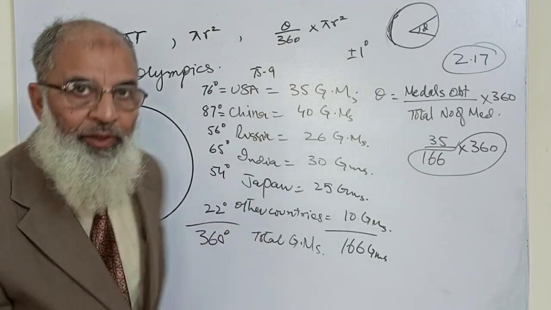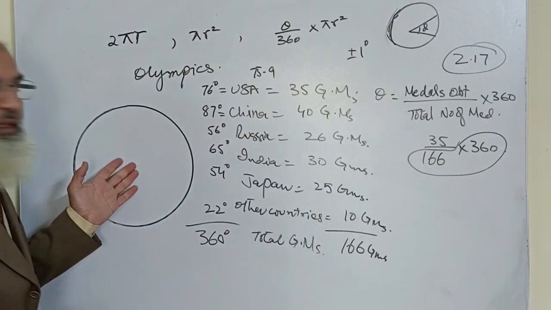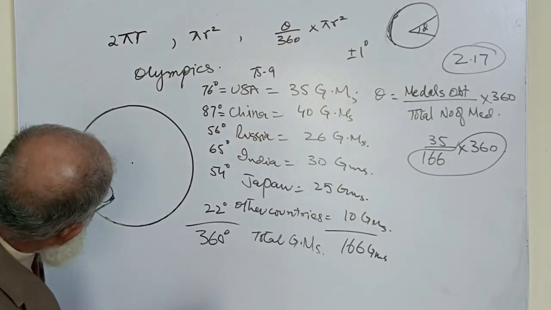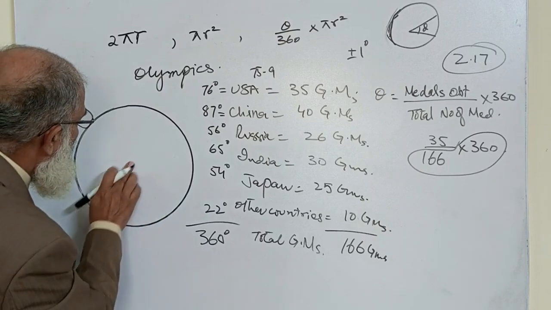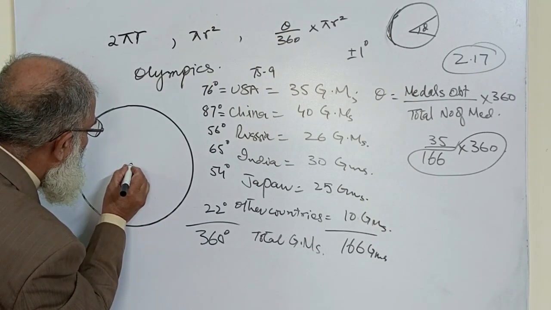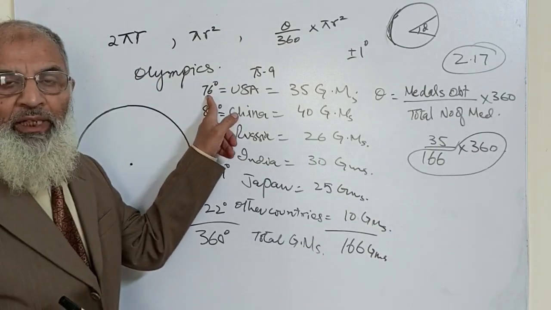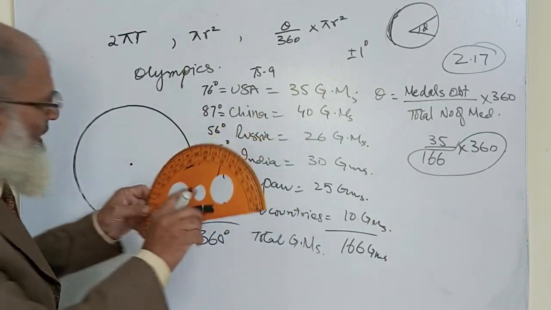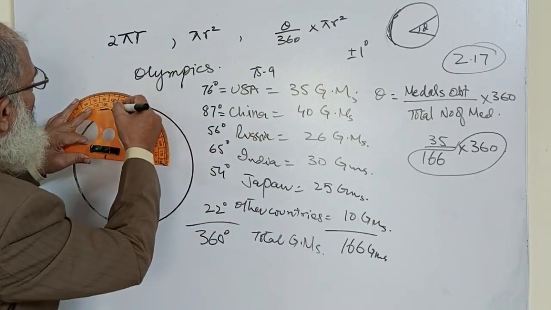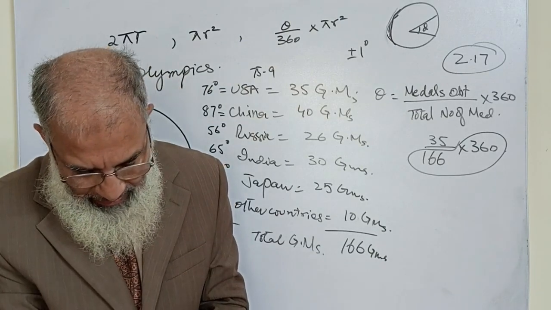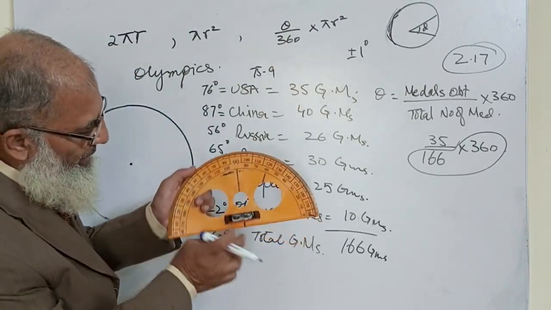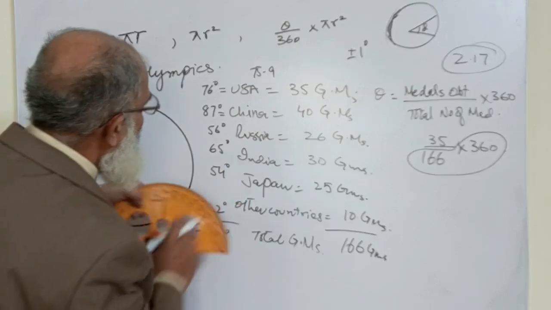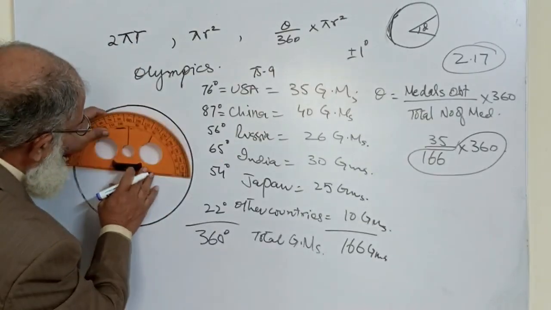So now let me manipulate these degrees in this circle. Now here it was the center, somewhere here. Okay. Now this is the center. Now I will draw 76 degree. Where is my protractor? This is my protractor. Now this is my 90 degree and this is my 0 degree, and I have to make 76 degree out of it.